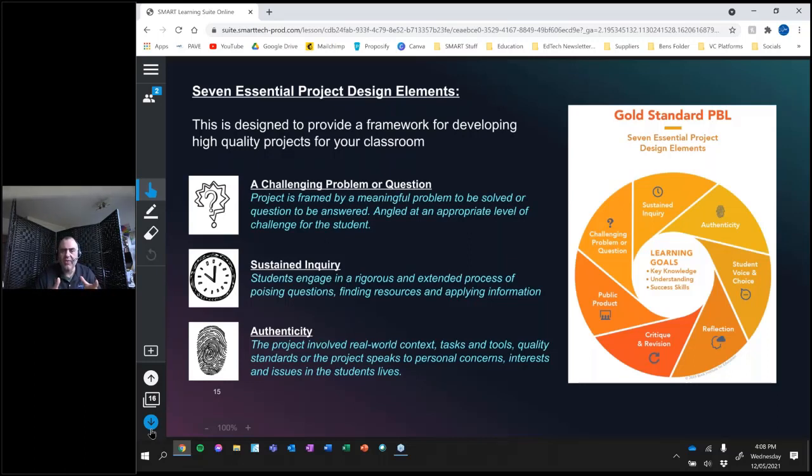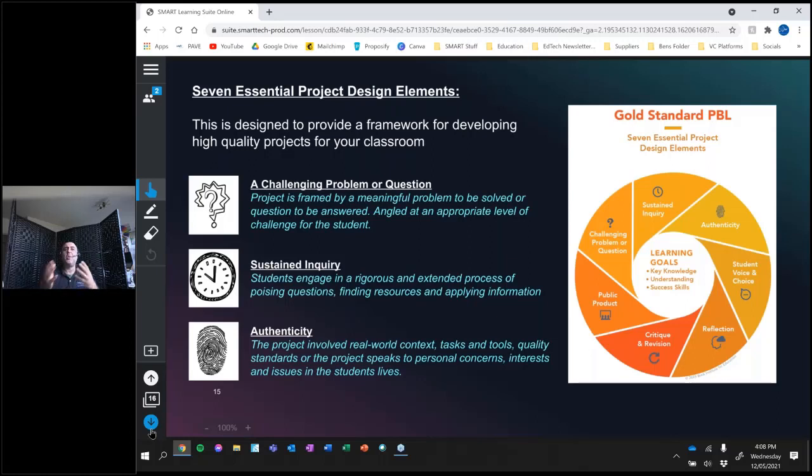key question that they want to investigate. Of course, you're going to need to narrow that down by providing an overall topic or theme. So you may be looking at sustainability or environmental issues, and then students will create their own challenging question. They might have their own interest that they can then use to drive the project. You as the teacher would also want to work with the student to make sure that there is an appropriate level of challenge for the student.